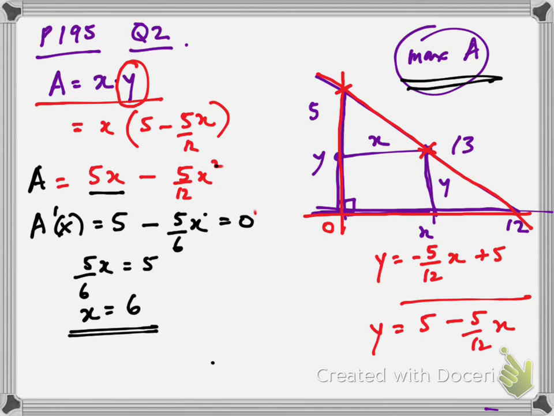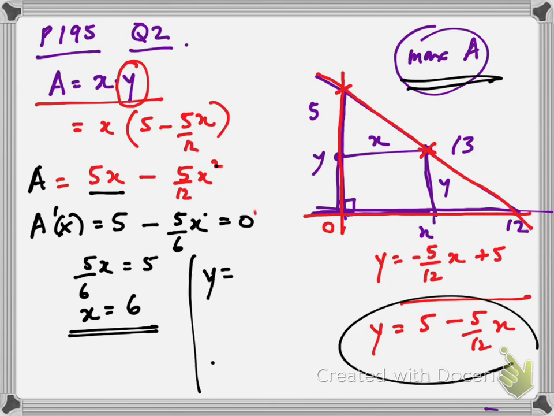We found x, we've got to find y. How do we find y? We substitute in this equation. So from here, y equals 5 minus 5 over 12 of 6 times it by 6. So you end up with 5 minus 30 over 12, which gives you 5 minus 2.5, which gives you 2.5.